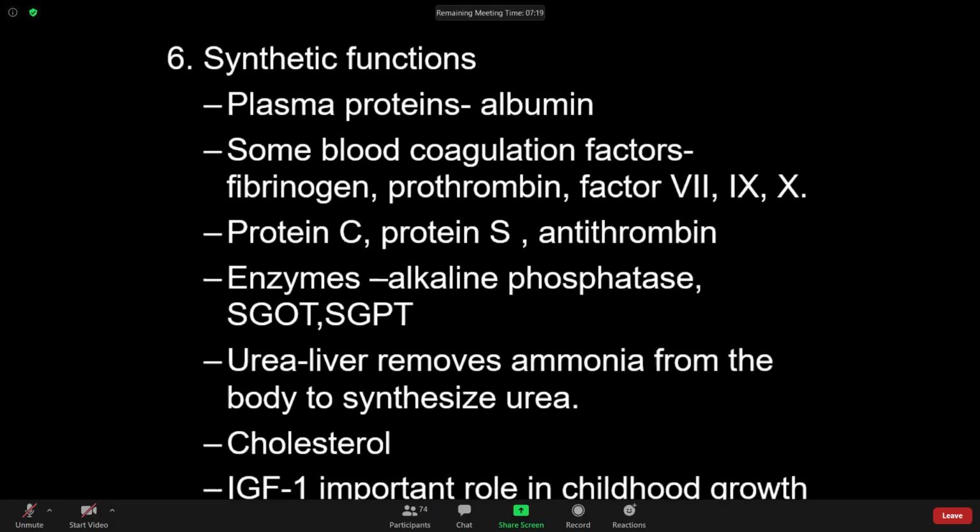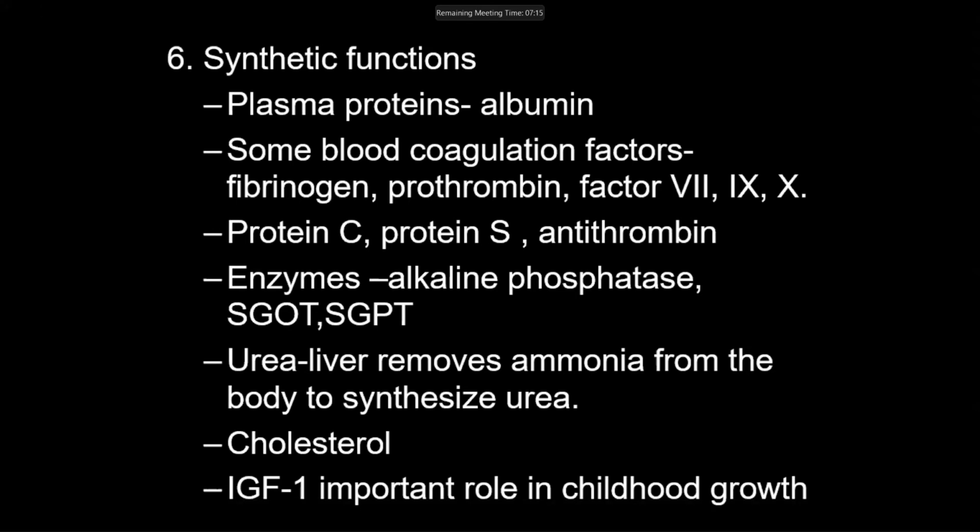The liver synthesizes some blood coagulation factors such as fibrinogen, prothrombin, and factors 7, 9, 10. Those are vitamin K dependent clotting factors, synthesized by the liver. Most of the coagulation factors, accelerating factors, globulin, fibrinogen, and prothrombin, factors 7, 9, 10 are synthesized by the liver. Protein C, protein S, and antithrombin are also synthesized by the liver. We have already studied protein C, protein S, and antithrombin.